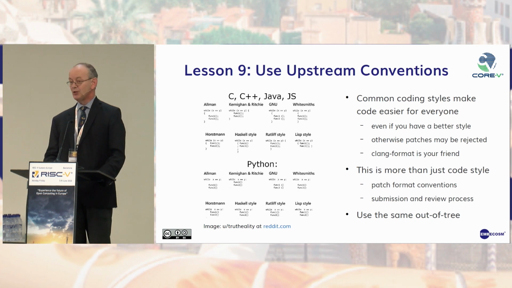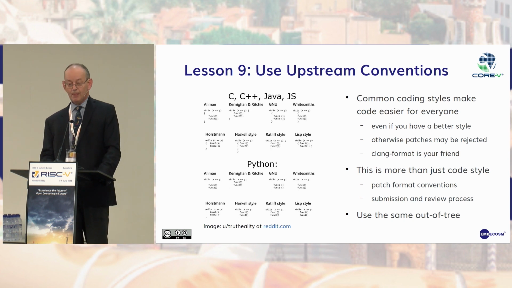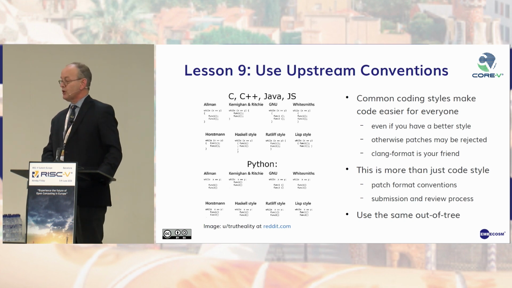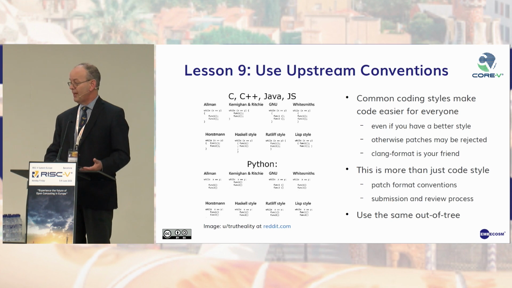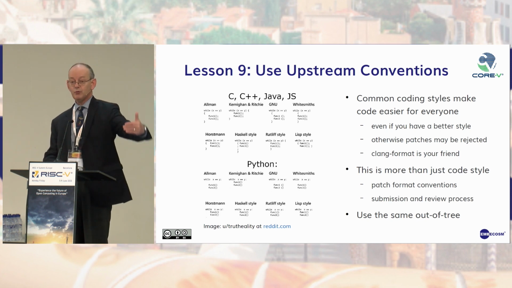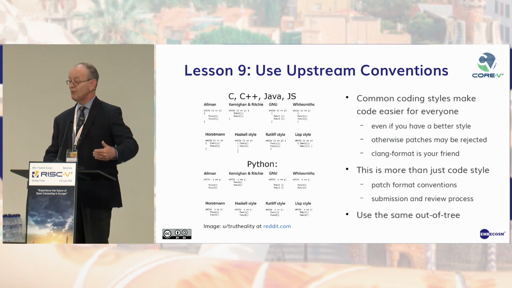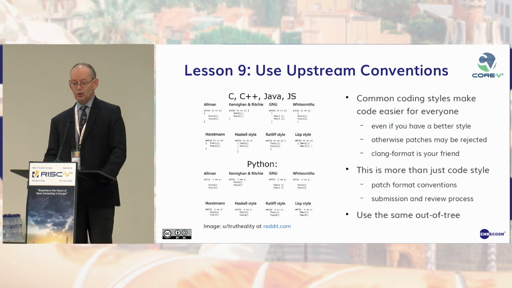And it's actually the way to lay out your GNU code as well, because you can tell it to lay out in the GNU style as well. So use Clang Format and have it as a commit hook. But it's not just code style, it's patch format conventions, submission and review process. Learn to work with that. And even when you're working in your out-of-tree fork, follow those same conventions so when you come to upstream, you won't have a lot of pain.